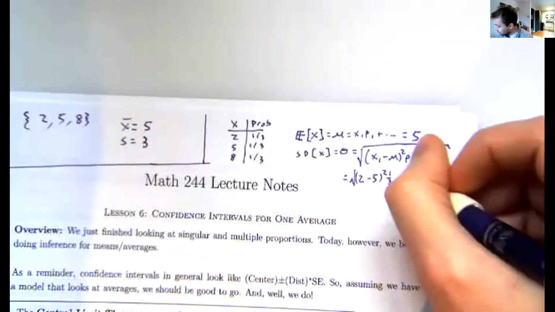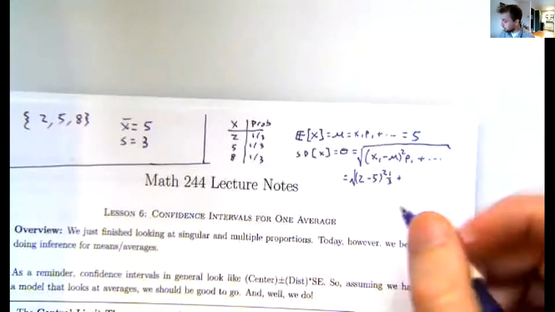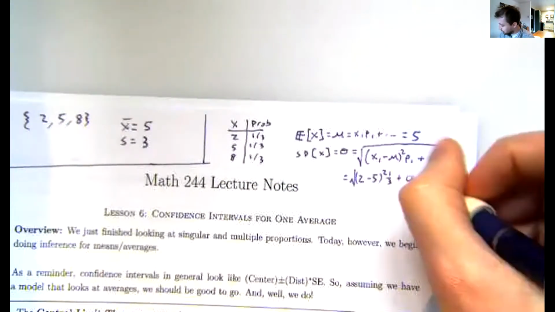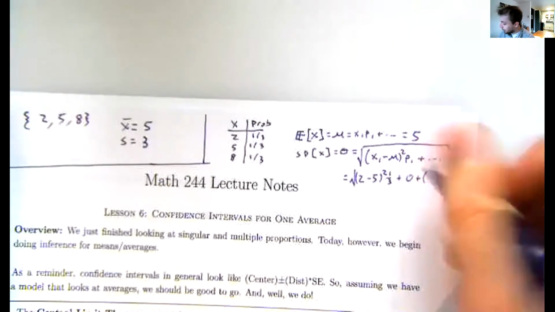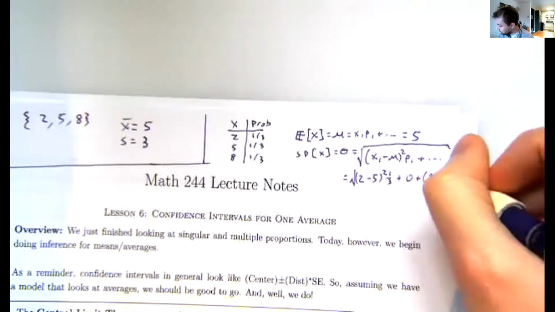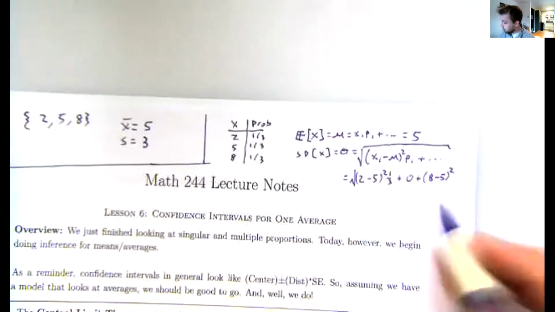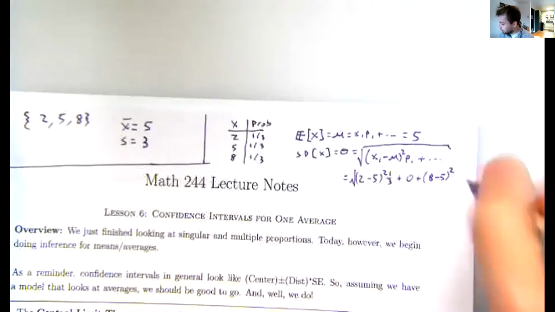Next value I have in here is 5. I'm going to have 5 minus 5. That's just 0, so this next part's just 0. Last part I have, next value is 8. Minus the center is 5. Squared times the probability for 8 is 1/3.